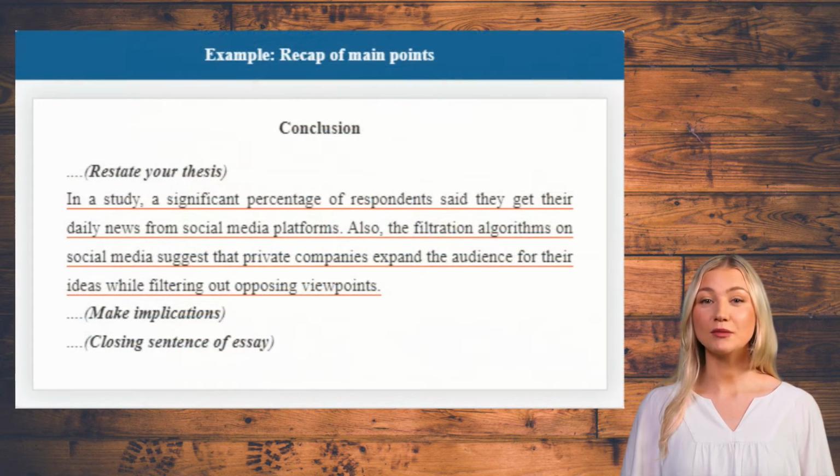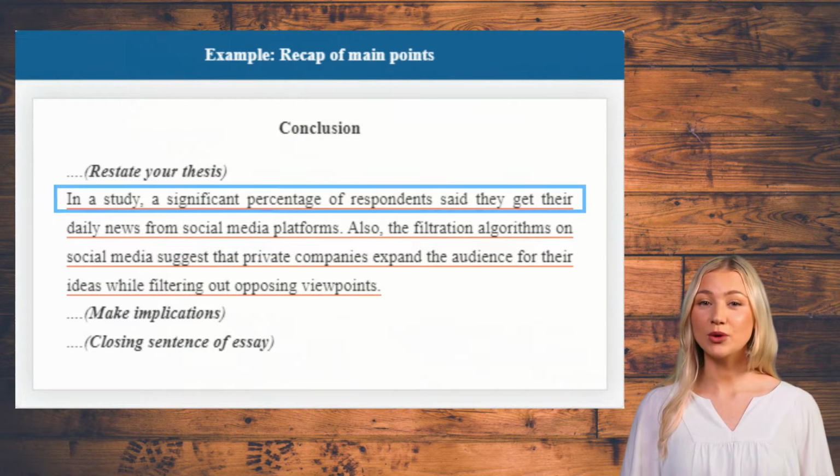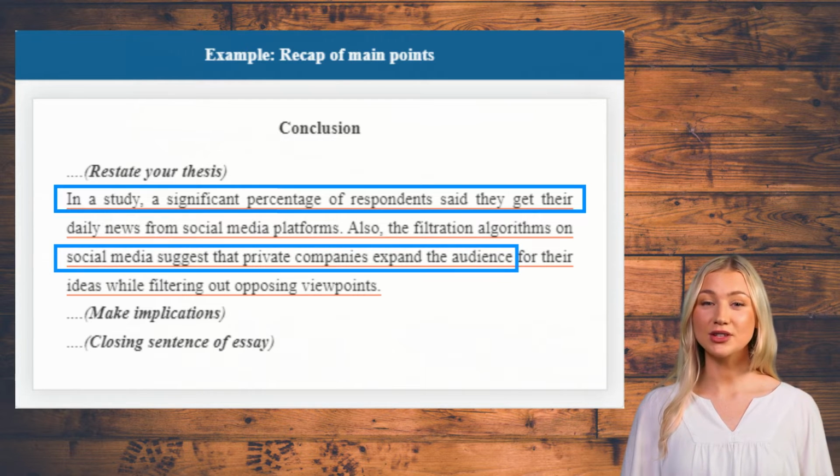This part of our social media essay example lays out their findings and summarizes the essential points. It first talks about the very important study on how people get their daily news. Then it points out how social media algorithms work. Both of these points are very critical for this essay as they are closely related to the subject itself.